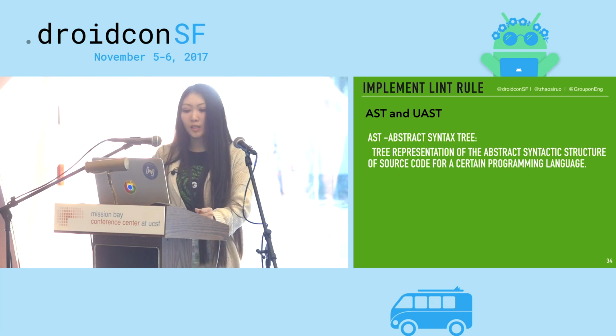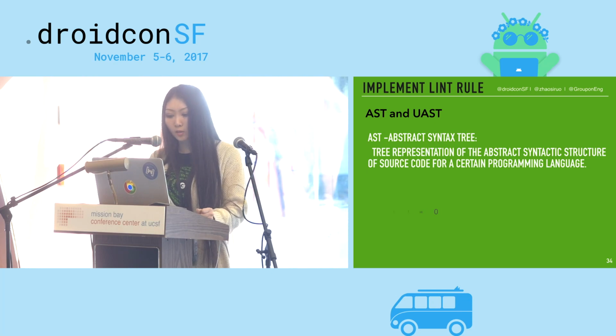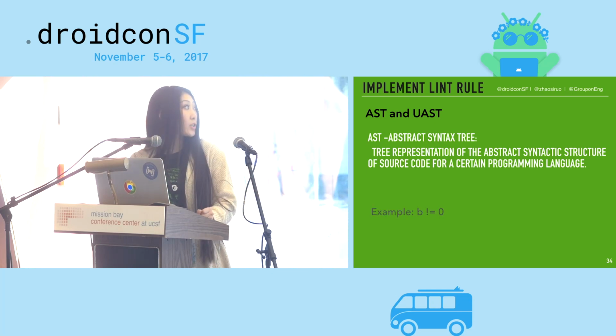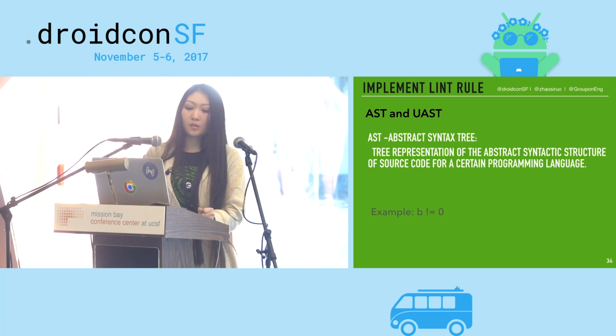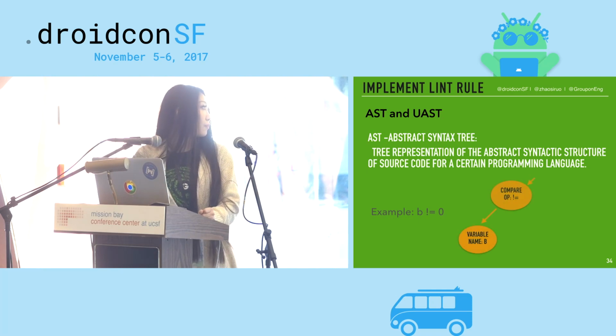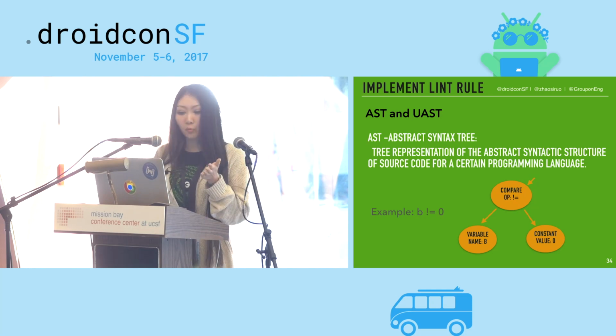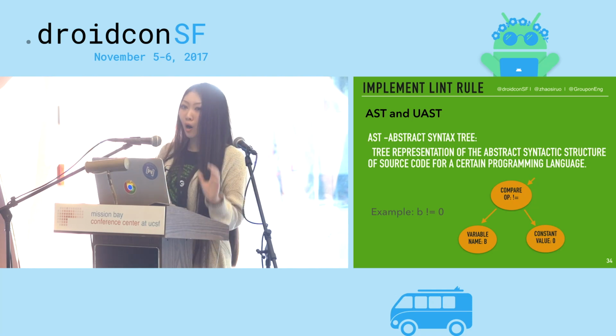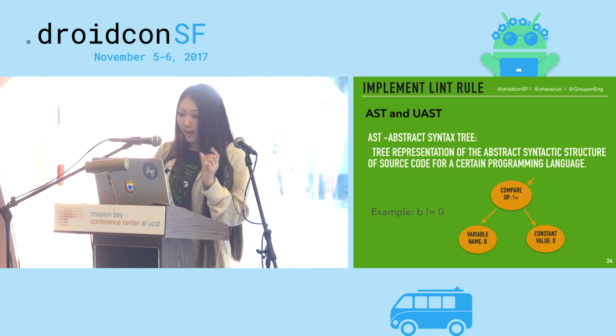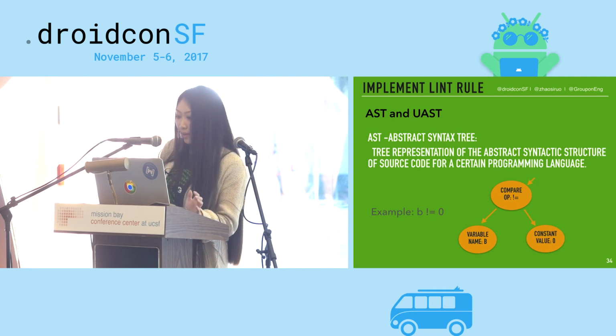And here I have an example of how the AST looks for the expression b not equals to 0. So here you see that I have b, and that's the log. That's a comparator, and then we have 0. This is pretty straightforward, but this is only part of an AST tree. And what does the whole tree look like?